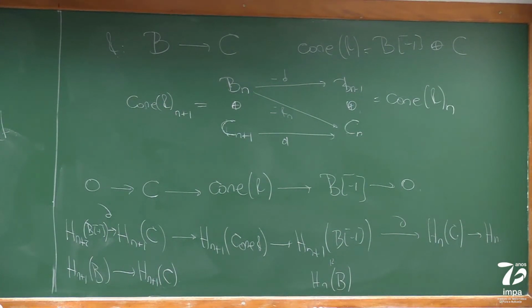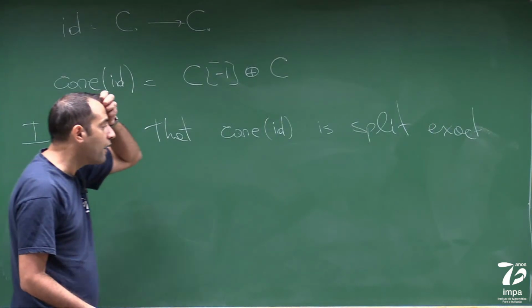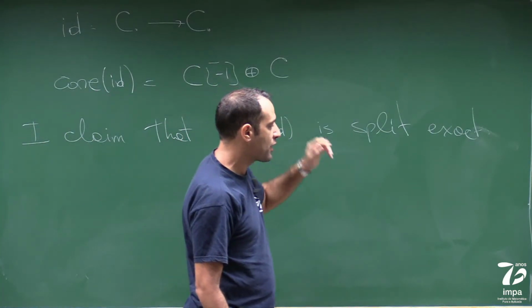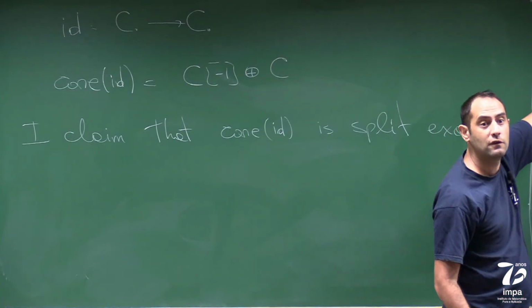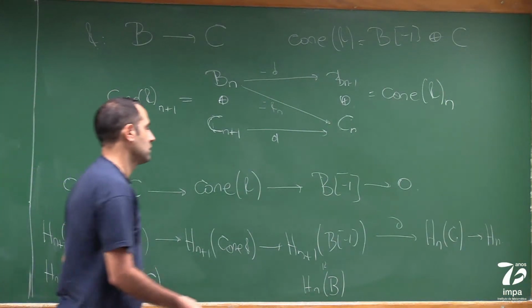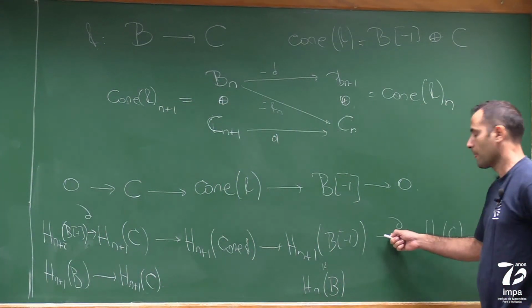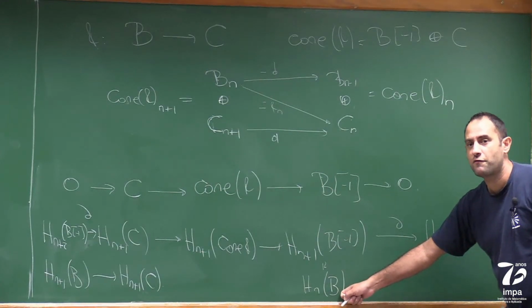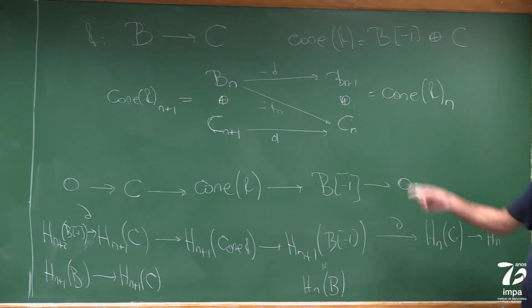So how does this look here? I'm going to make a few claims. I'm going to claim that this is the map F. So I claim that this del is a map from the nth homology of B to the nth homology of C. And we have such a map.